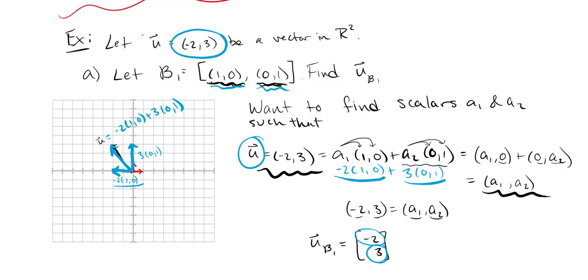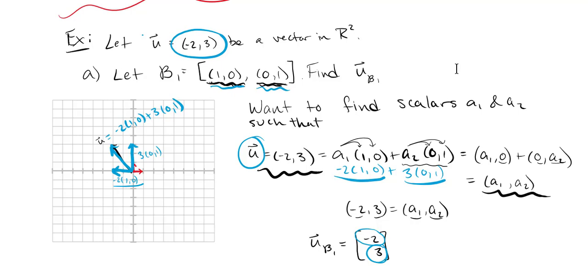Right. So we're just describing how do I amount to the same displacement as this vector, just in terms of scalar amounts of each of these basis vectors. Right? Negative 2 copies of the first one plus 3 copies of the second one is the same as this vector, negative 2, 3.